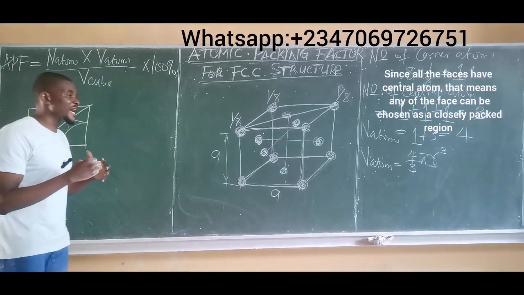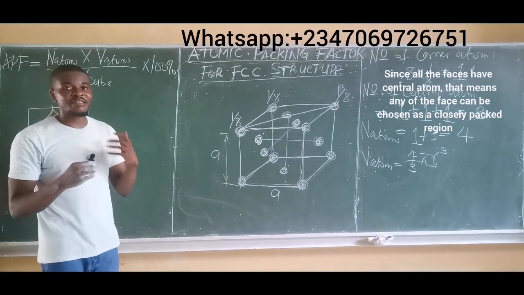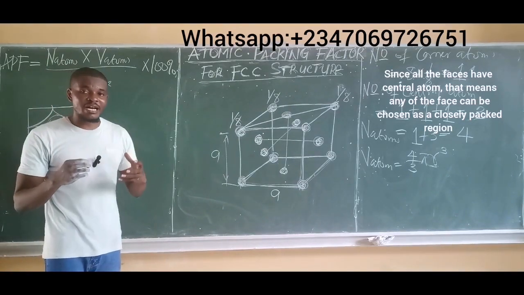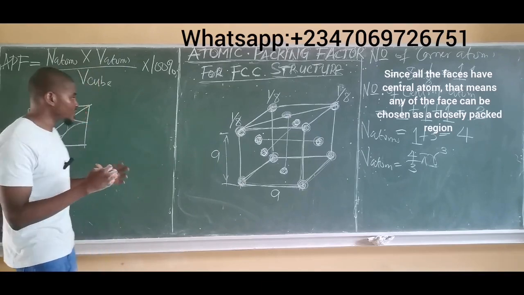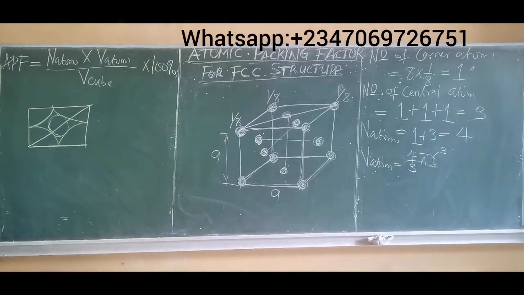Since all the faces have a central atom, that simply means any of the faces can be chosen as the closely packed region. So let's just pull out this particular face. Now let's observe that the central atom is offering its entire diameter. So which means we have here 2 times the radius, because the diameter is simply 2 times the radius. Since the central atom is offering its entire diameter, we have that to be 2r.